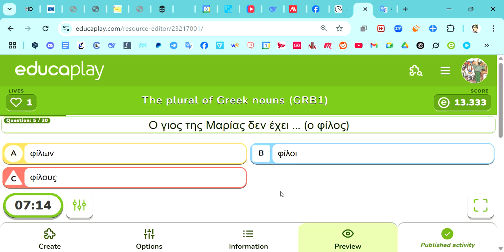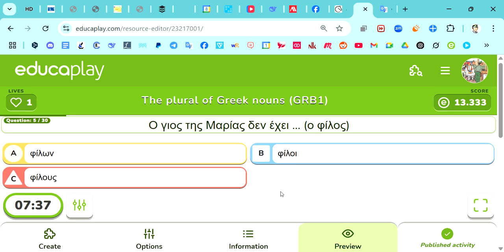We have an accusative, right? Because it would be έχει. Έχει requires an accusative. It's the object. So γιος της Μαρίας δεν έχει, masculine word afterwards. Φίλων is not right, but I have an A because it's a genitive plural. Φίλοι is not right because it's the nominative plural.